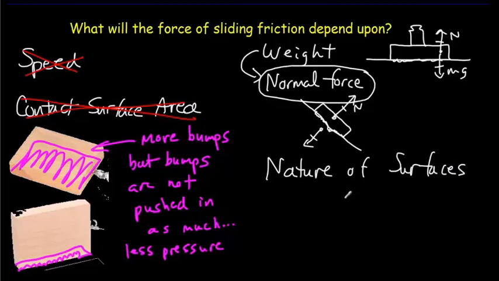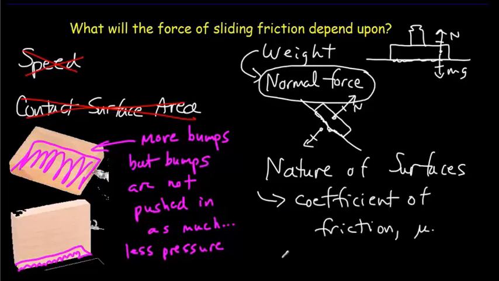So if you've got wood on wood, the bumps are going to be different, and that's going to cause a different amount of friction than if you have, say, wood on snow. And this is all going to be taken into account with something that we call the coefficient of friction. We'll use a mu s for the coefficient of static friction, and we'll use a mu k for the coefficient of kinetic friction.